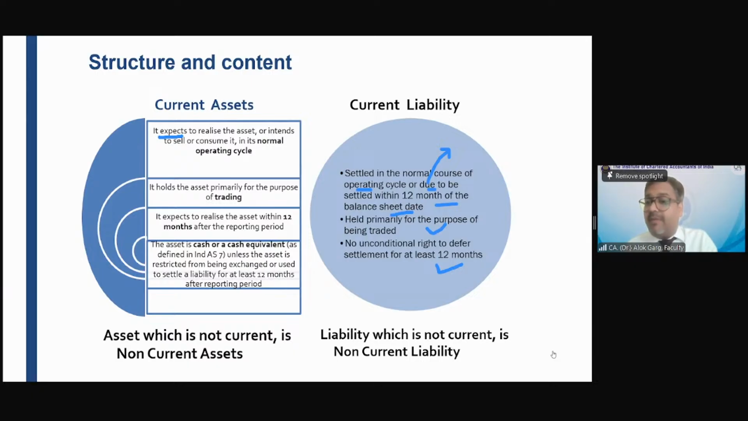Accordingly, I have invested the money into my business because I was aware that I have to pay the bank after 3 years, not today, not in the next 3 months. So in this case, I have an unconditional right to defer the settlement at least after 12 months. And hence this bank loan will be classified as a non-current liability. But the liability for the car has to be classified as a current liability. I hope this was clear to everyone.